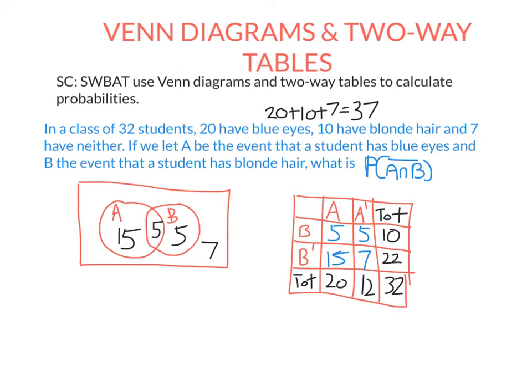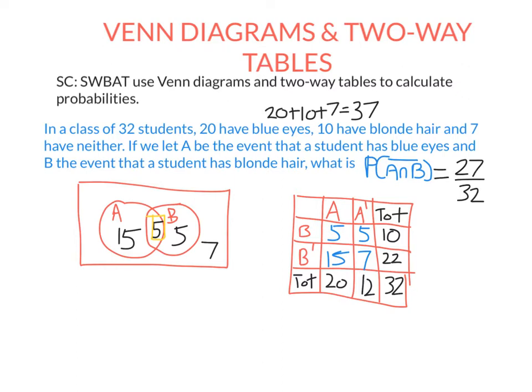So to answer the question is really simple. What's the probability of not being in A and B? So A and B, these 5 here. So the probability of not being in A and B, 15 plus 5 plus 7, 27 out of 32.